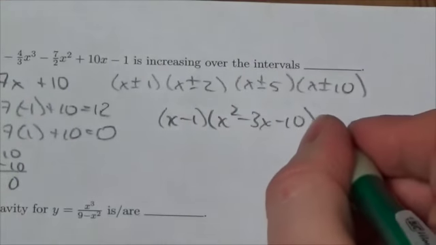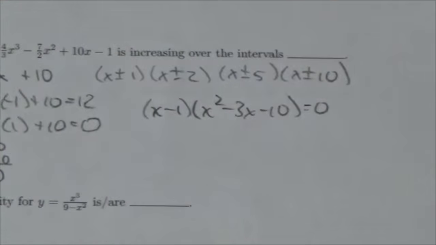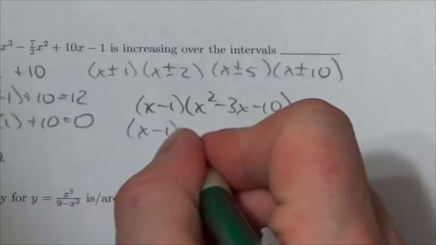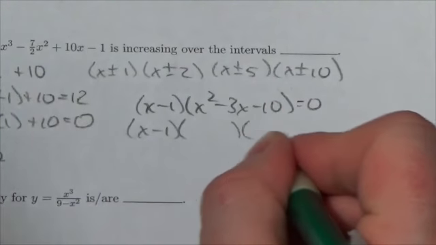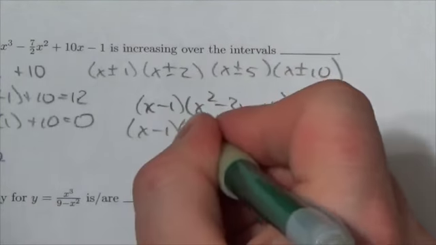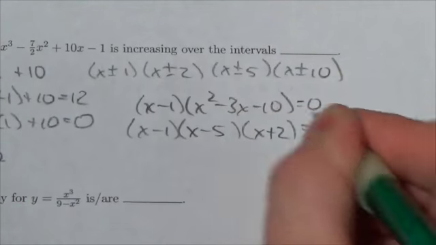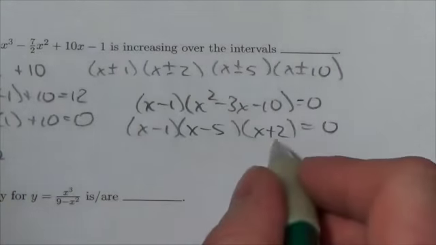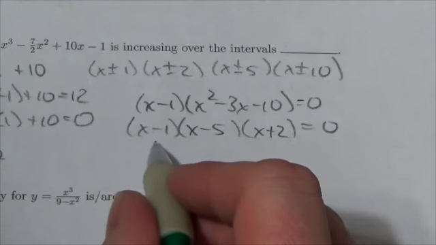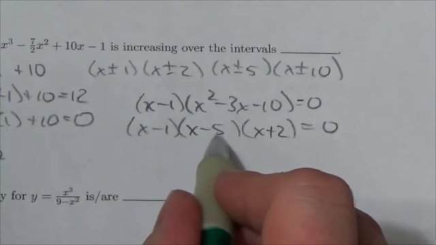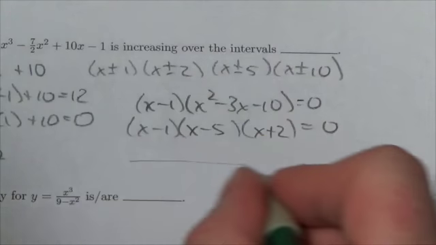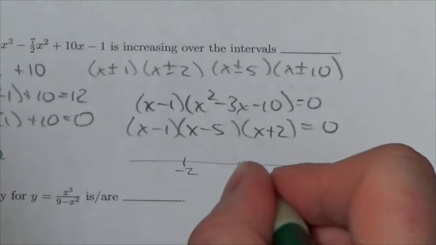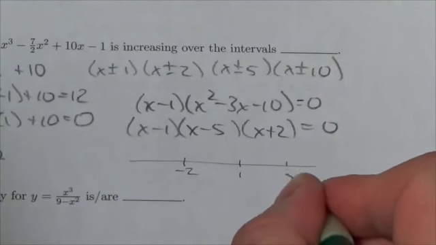Remember, I'm looking for where this is equal to 0. x minus 1, and then this should factor down fairly nicely into x minus 5, x plus 2, which gives me my 3 roots here at 1, 5, and negative 2. So now along the number line, that's negative 2, 1, and 5.